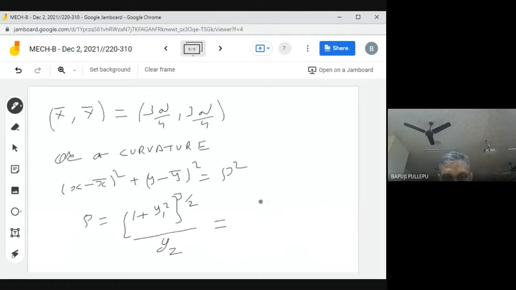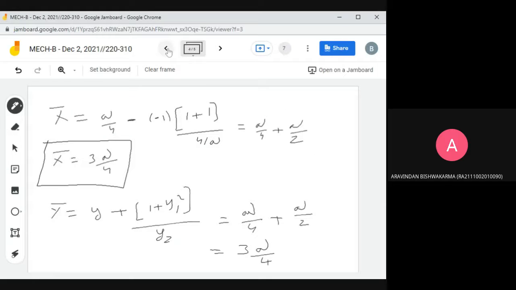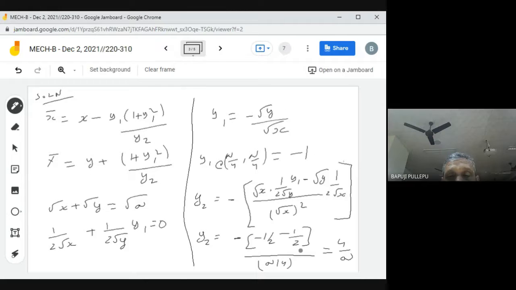Now already I know 1 plus y1 square is equal to 2, power 3 by 2. y2 is equal to what? y2 value we already got. What did we get? 4 by a. y2 is equal to 4 by a.